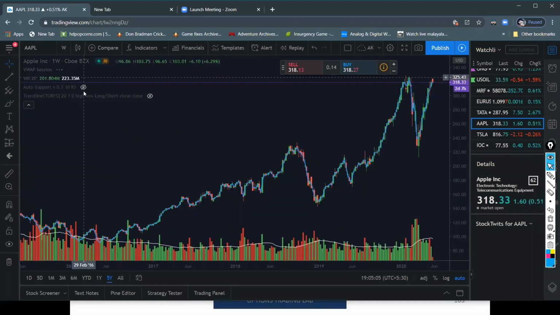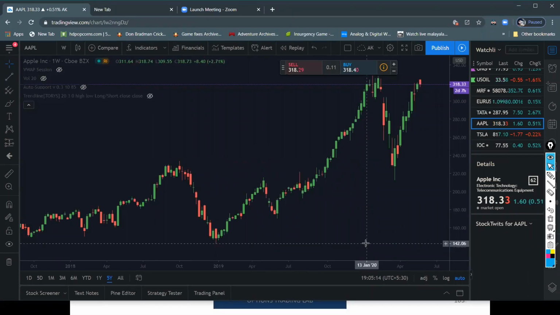Then I'll show you how to spot and draw support and resistance levels perfectly. Okay, start from a higher time frame. First of all, you have to spot the highs and lows in the market.